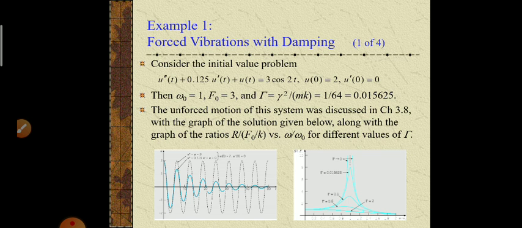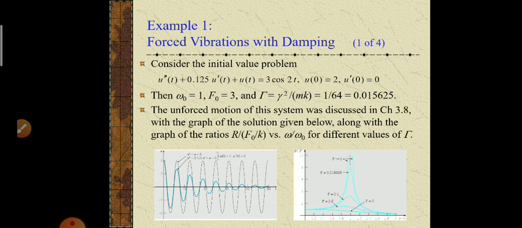Now the first step is we have to take the initial value problem, or we have to take the differential equation of the forced vibration. The differential equation of the forced vibration is u double dash t plus 0.125 u dash t plus u t is equal to 3 cos 2t, right? This is the differential equation. Now to solve this equation we have to find omega 0, F0 and zeta.